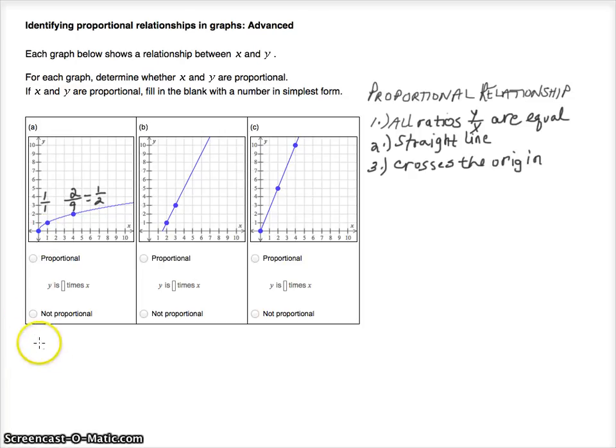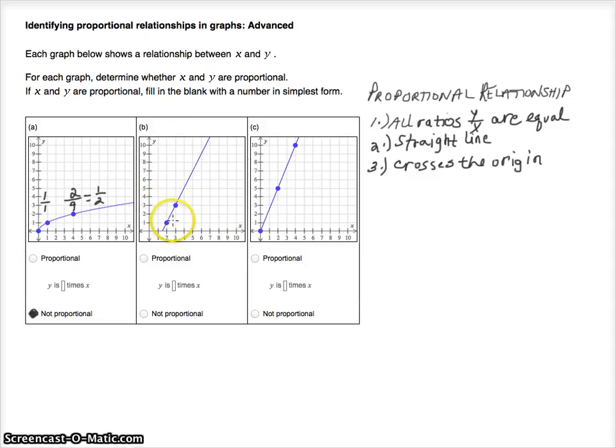And then also, it crosses the origin. So how can that be? It meets one of the main criteria, but how can it be? Well, to be a proportional relationship, it has to meet all three of these criteria. It has to be a straight line, has to cross the origin, and all y over x values have to be equal.